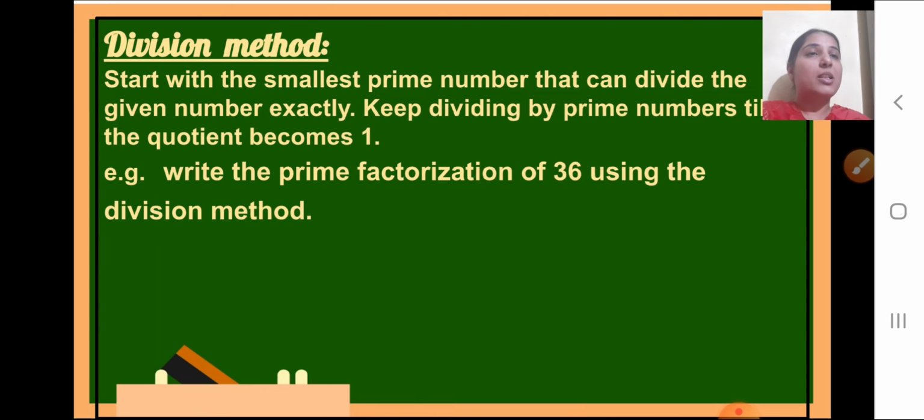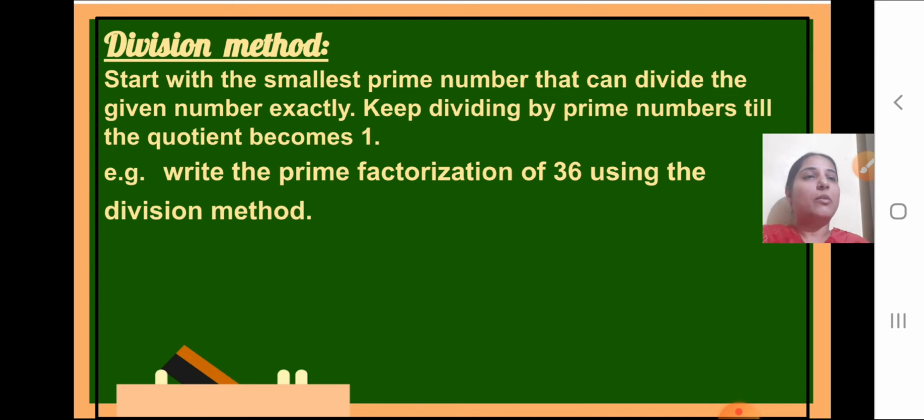Division method, that was the prime factorization through factor tree method. Now how do we factorize a number using division method? So in division method, start with the smallest prime number that can divide the given number exactly. Then keep dividing by prime numbers. You have to keep dividing by prime numbers, not by composite numbers, till the quotient becomes 1.